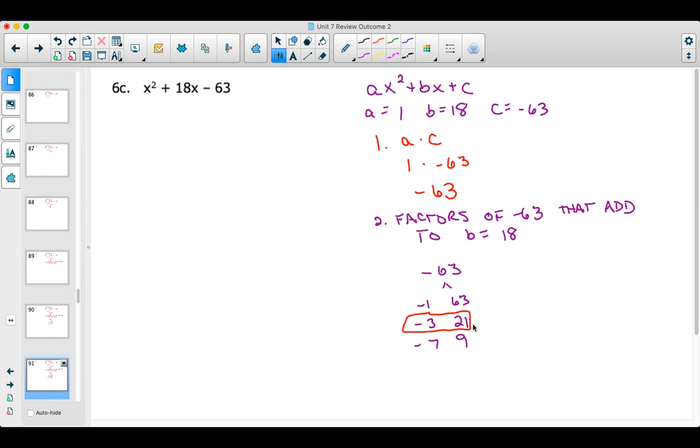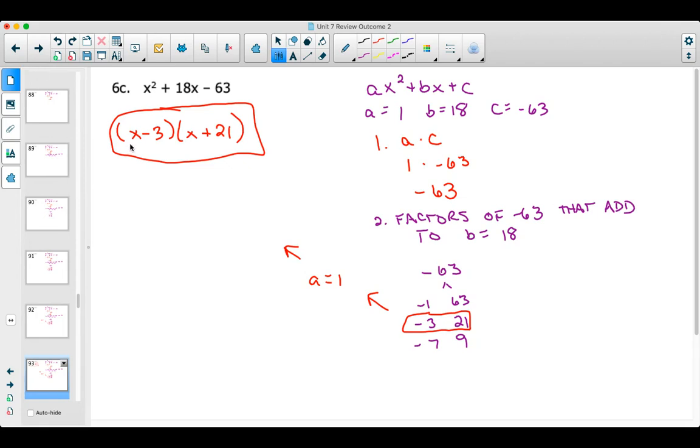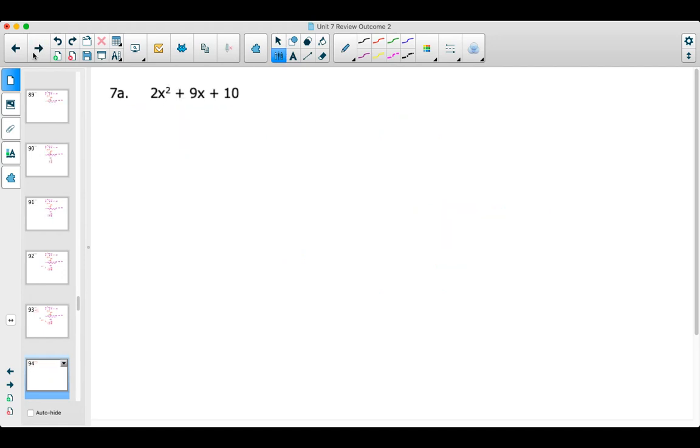All right, example 7a. In this example, we're doing ax squared plus bx plus c. There's no GCF that we can draw from this, so we're just going to go straight to this. A is 2, b is 9, c is 10. Again, we're multiplying a times c. That's 2 times 10, which is going to be 20. Now we need to find the factors of 20 that add up to b, which is 9 again.